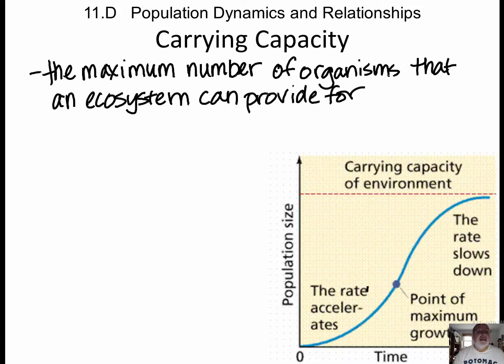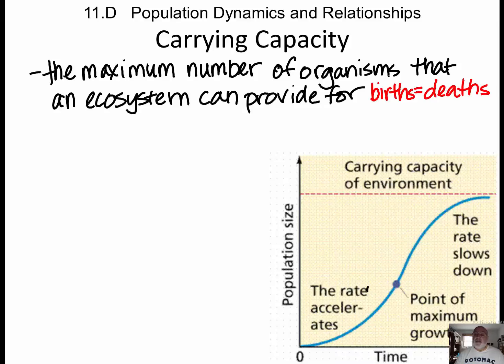Carrying capacity. The carrying capacity is the maximum number of organisms that an ecosystem can provide for. Shouldn't end sentences with prepositions. I'm actually using a PowerPoint from probably 8 years ago, from a teacher who wrote the stuff on the slide, sort of like what I could do with my tablet, and I'm going to leave it on there just because it was easier to leave it than to try to change it. The rest of these slides have been changed by me over time.